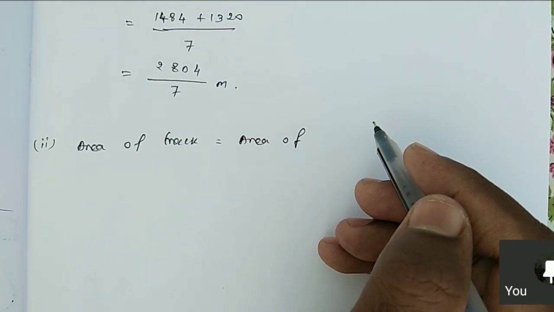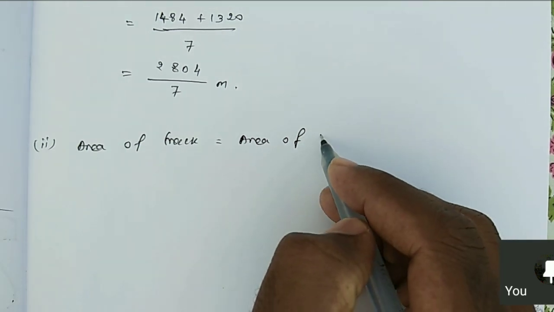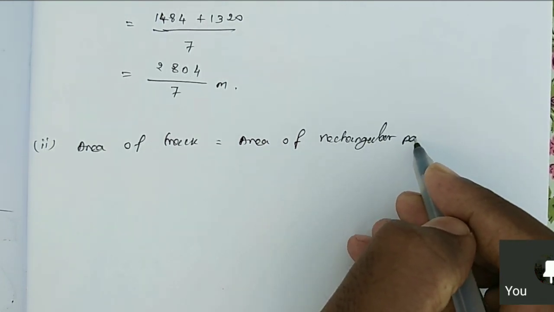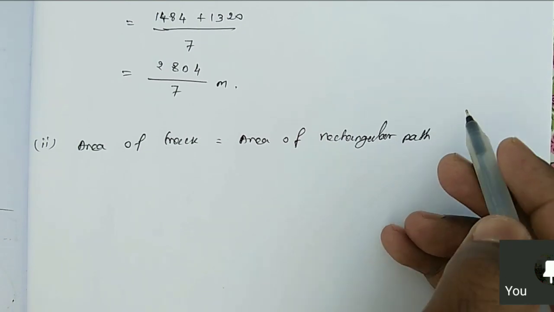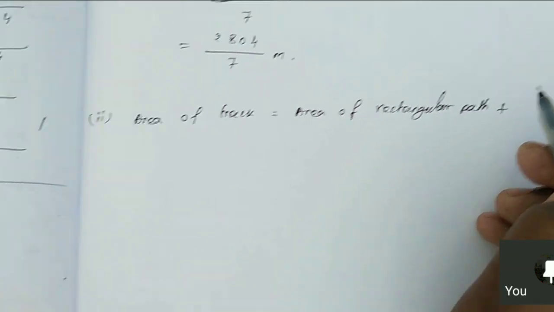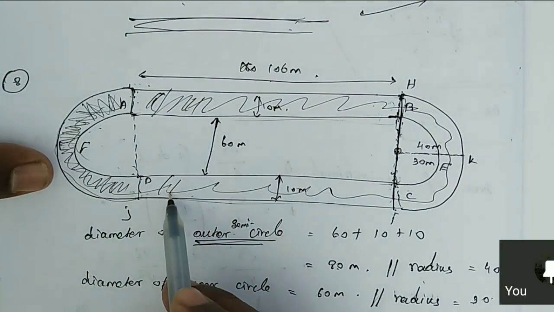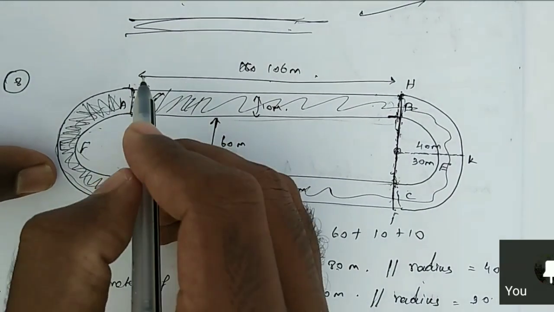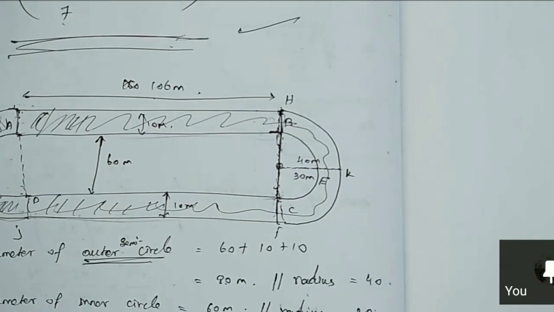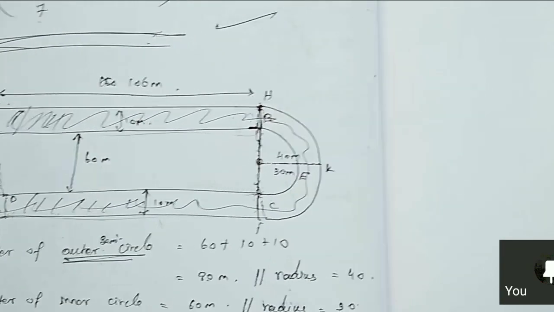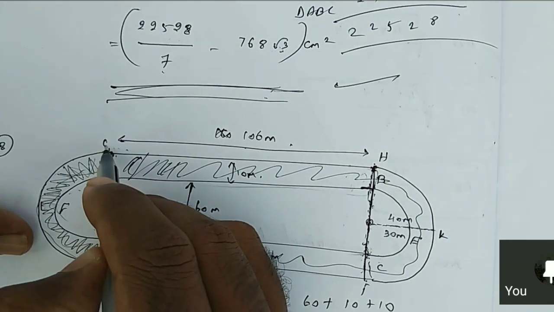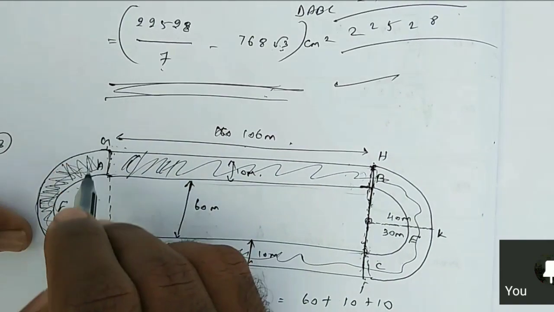Area of a rectangular path. What is it? Let me name this rectangular path so we can refer to the diagram better. I didn't give a name; A, B, C, D, H are there. Here also you can give some name. We can give G. So A, B, G, H, right?